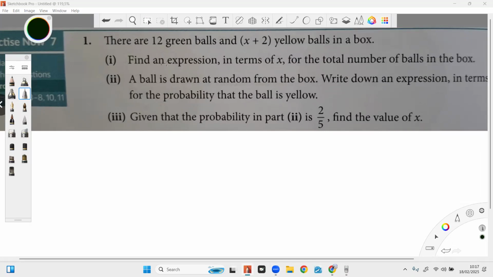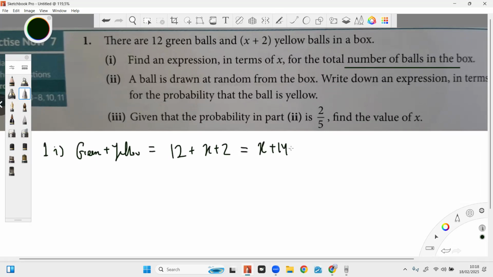Look at the question. There are 12 green balls and x plus 2 yellow balls in a box. Do we have the value of x? No. So for number 1, part 1, find an expression for the total number of balls in the box. The total number of balls is green plus yellow. Green balls is 12, yellow is x plus 2. So what's the simplest version? 14 plus x or x plus 14 balls. That's it.